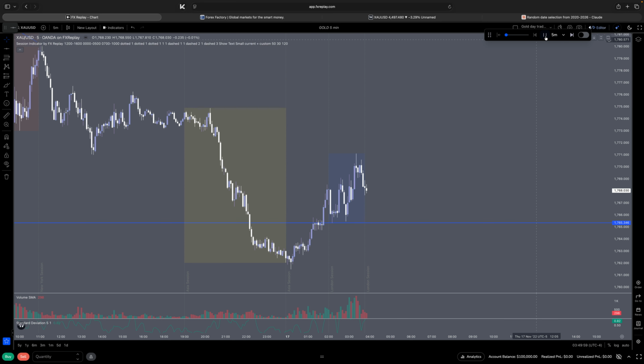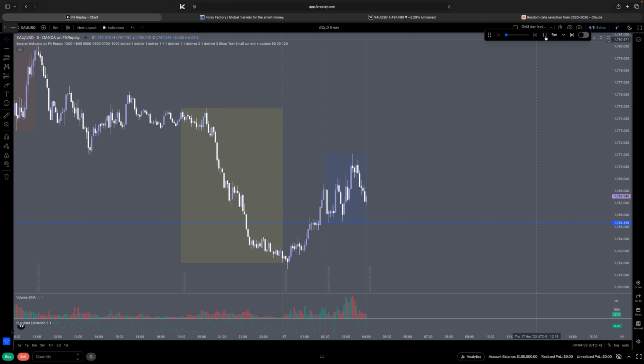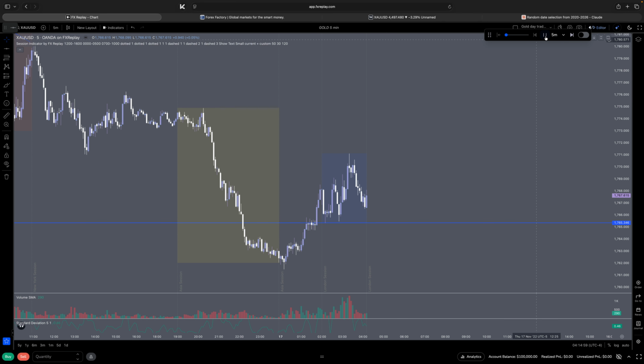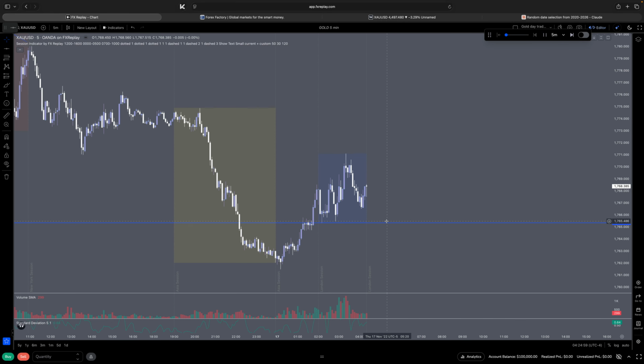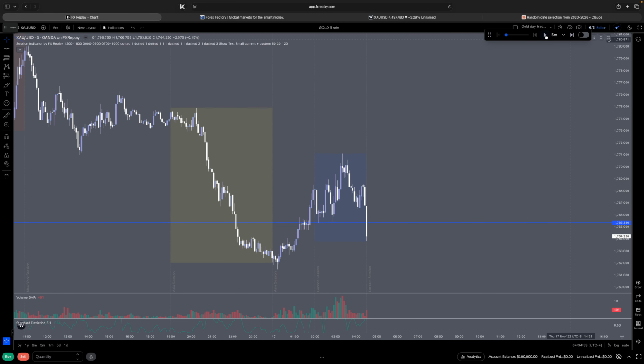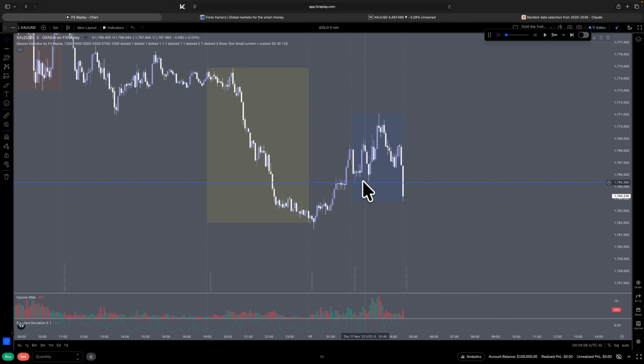So let's see what happens. Just be patient, set alerts, and that's about it, man. You don't need to stare at the charts all day. Okay, beautiful. This low is swept. We hit the 1 hour fair value gap.